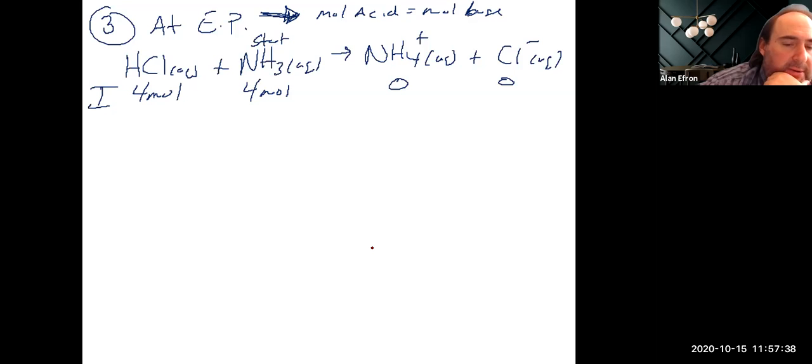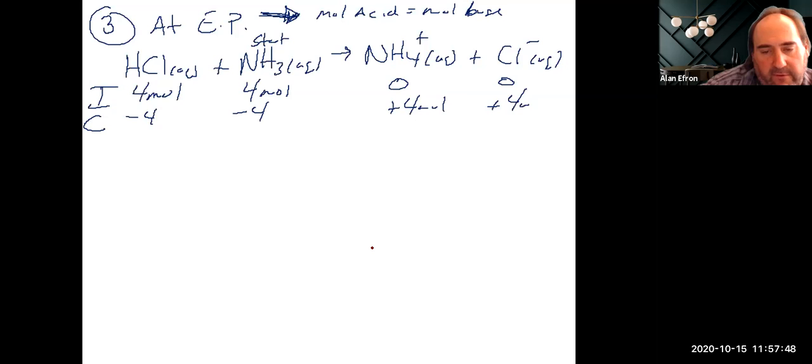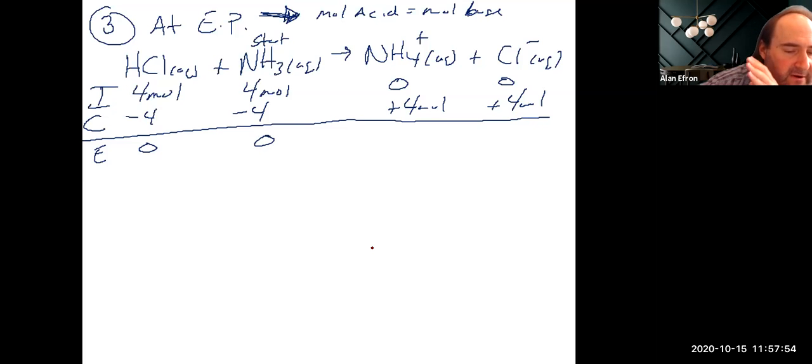0 and 0. Again, here you can't really choose the wrong number as there's only one number involved. So minus 4, plus 4 moles, and plus 4 moles on this side. That is going to zero us out in terms of our HCl and our ammonia, which is good because, again, that is your definition of equivalence point.